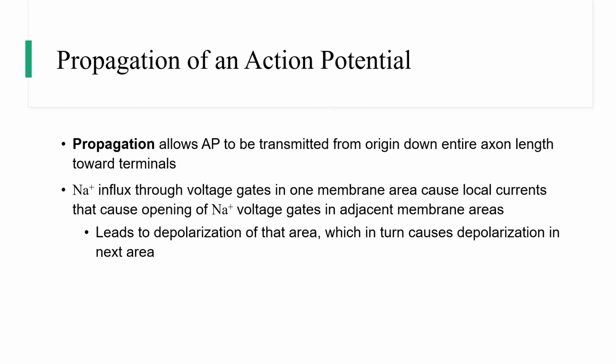Now, when this happens in an axon, what happens is you have a propagation of the action potential. So what we just saw was in one location of the membrane. But when you have an action potential, it will be propagated, which means to move down the actual axon. Okay, so it'll be transmitted from the origin down the entire axon length toward the terminus, which will be the axon terminal.